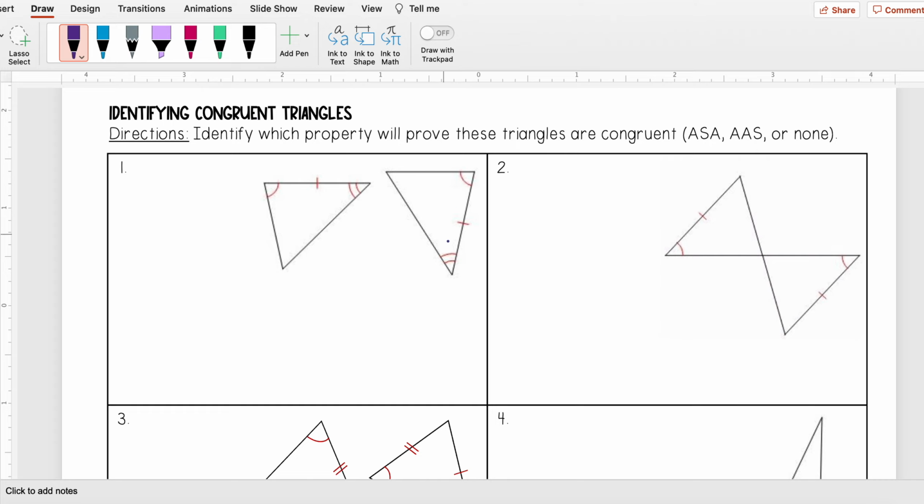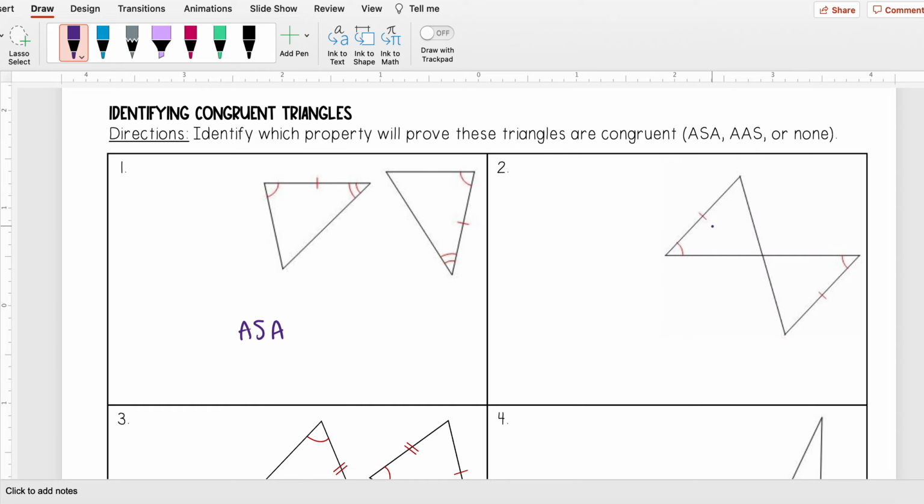So looking at number 1, I see that I have 2 congruent angles and I have a congruent side. So here it's important to note whether that side is included or not. Here the side's included because it is between my 2 congruent angles. So that means that these are congruent by angle, side, angle. And you can remember that because side is in the middle of my 2 angles.